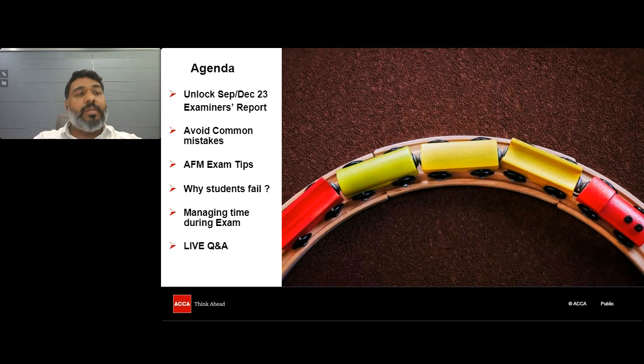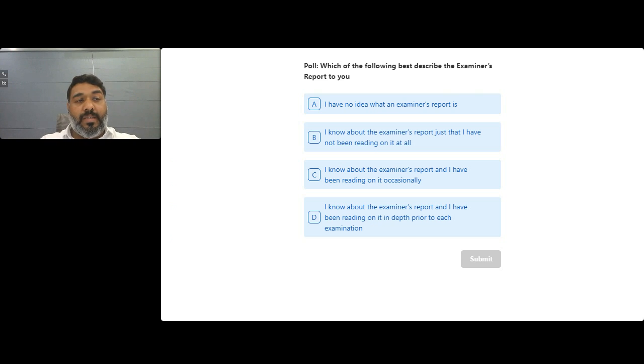Just as we start, let's get an idea about where you stand as far as the examiner's report is concerned. Well, to accomplish that, let's go through a poll. Let's have a look into the poll, which is now on your screen. So what is the poll on? Which of the following best describes the examiner's report to you?